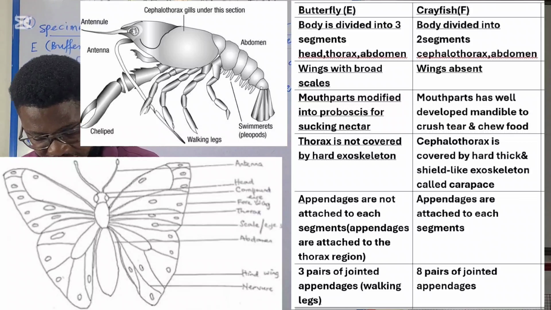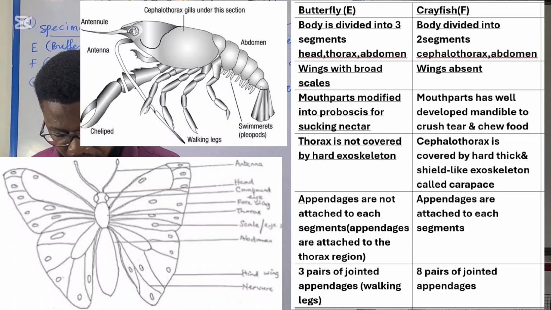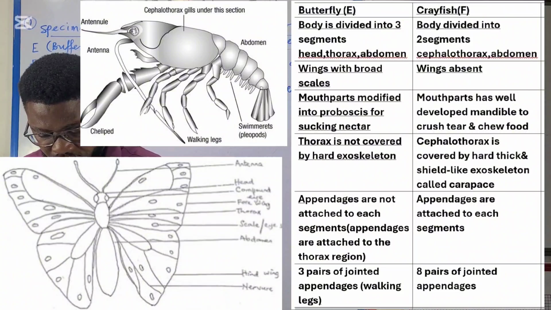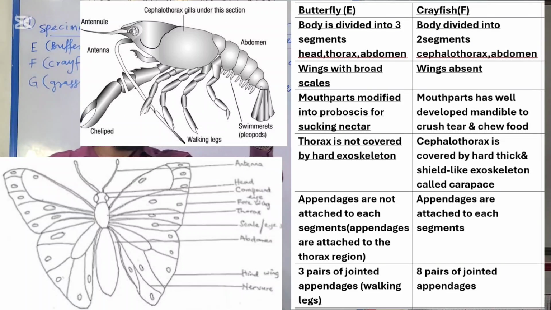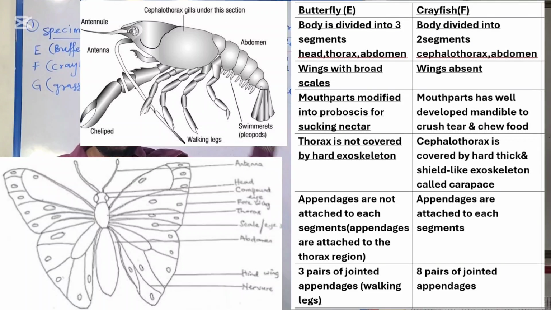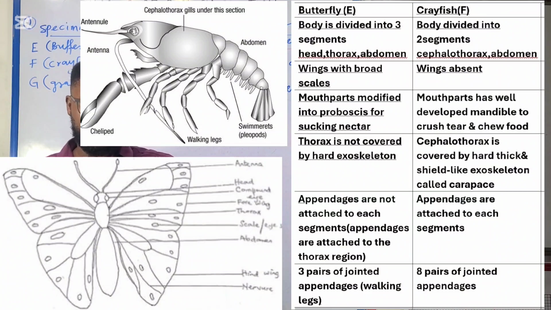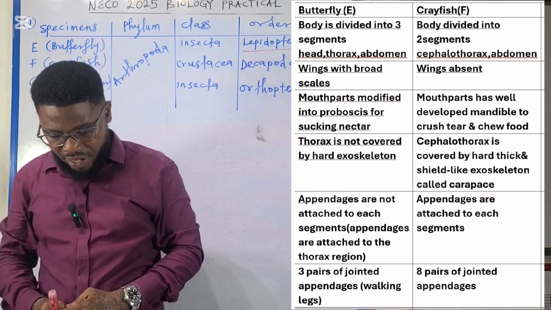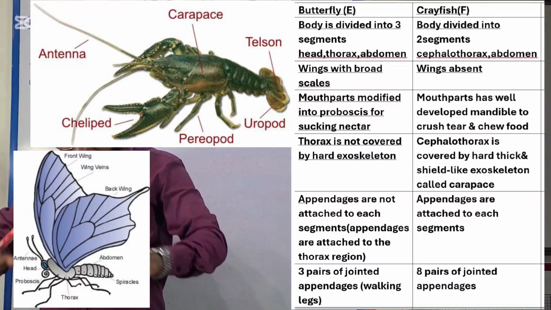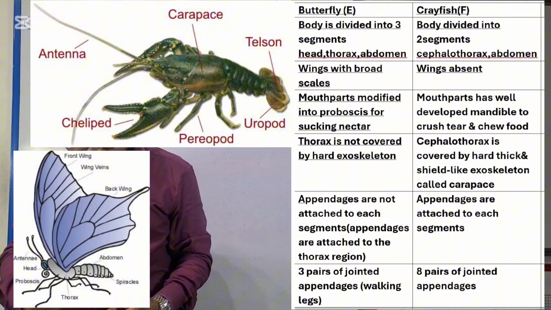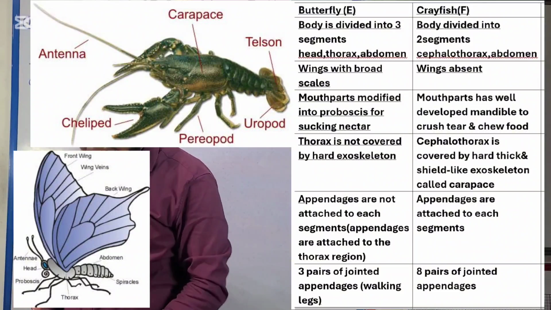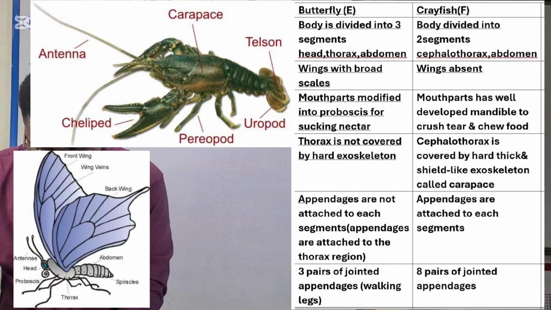The differences, as you can see on your screen: for the butterfly, specimen E, the body is divided into 3 segments: head, thorax, and abdomen. For the crayfish, you're looking at 2 segments: cephalothorax and abdomen. Look at the diagram very well. For the butterfly, it has the head region, the thorax region, the chest region, and the segmented abdomen. But for the crayfish, you just have the cephalothorax covered with a hard exoskeleton called carapace, and then the segmented abdomen.